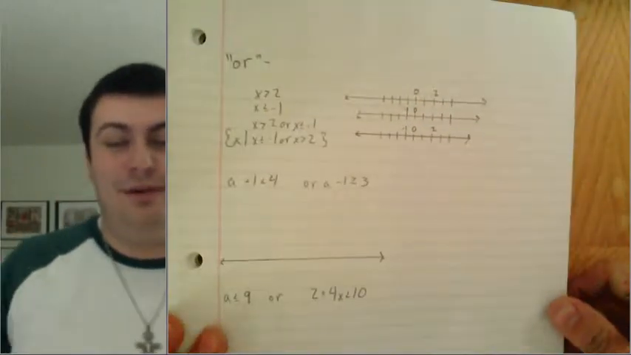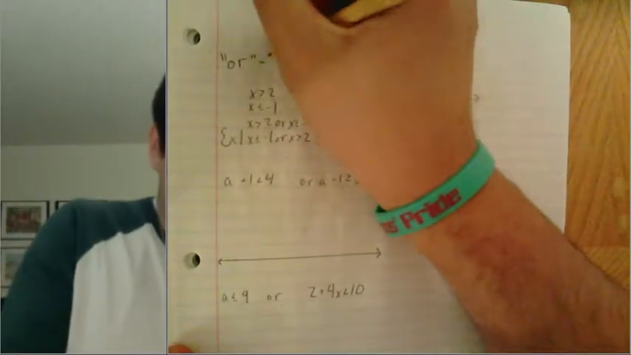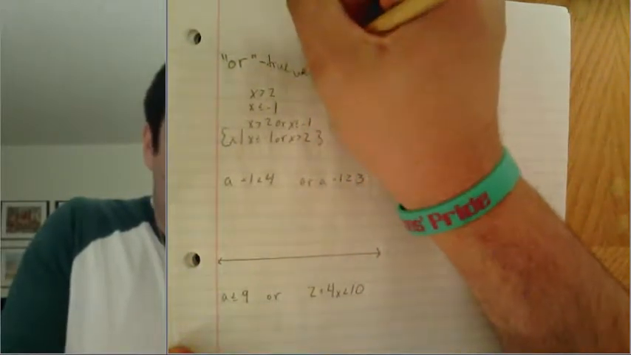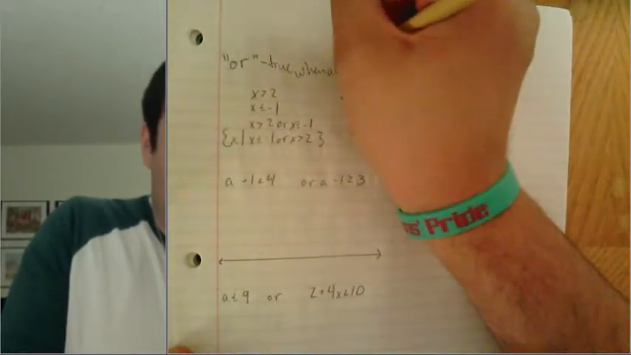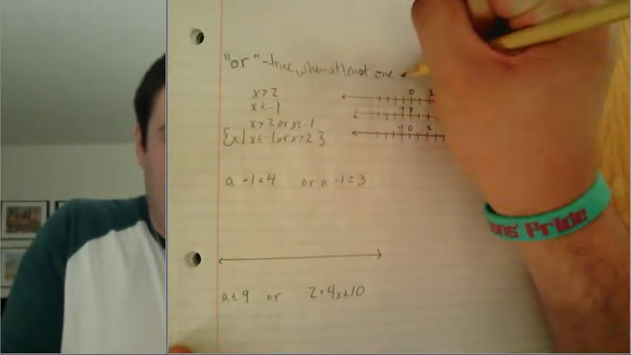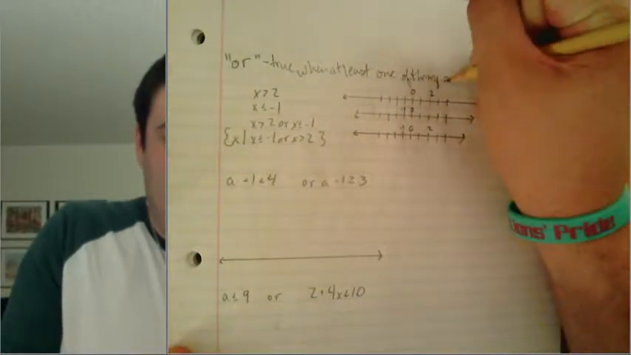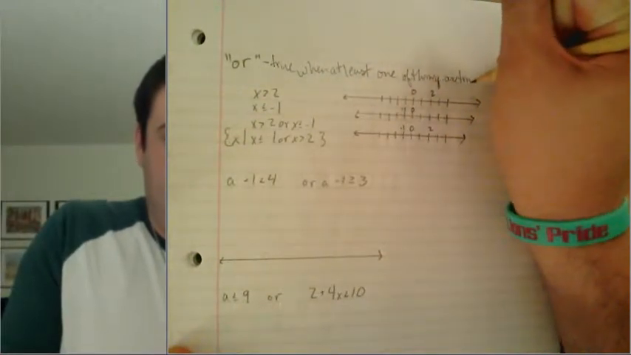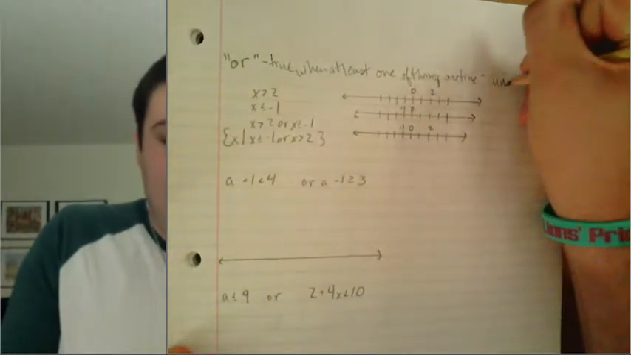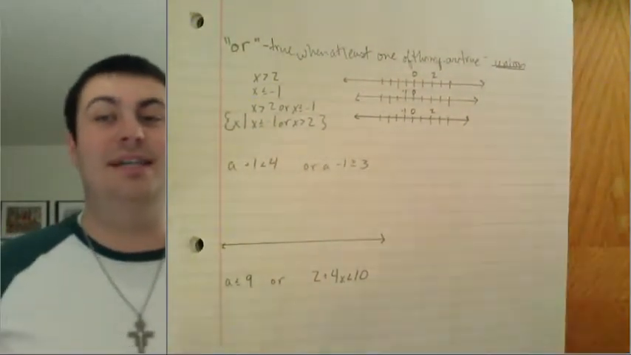The other type of compound inequality we can have would be an OR statement. This OR statement would be true when at least one of the inequalities is true. And we can think of this as the union. This is a union. If we have two graphs, it's both of those.